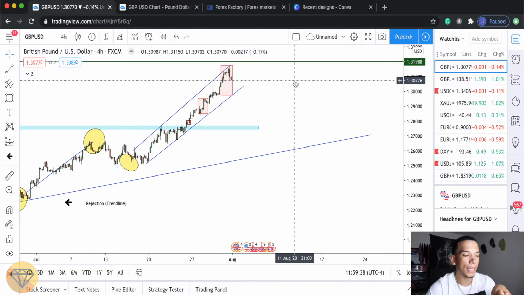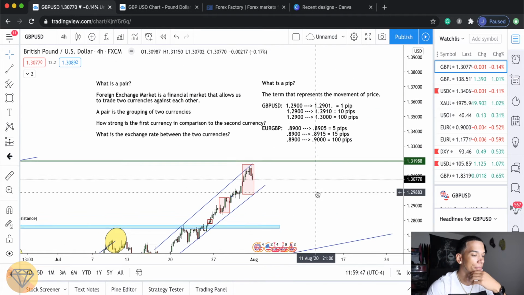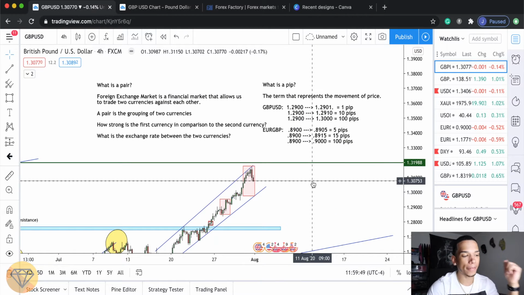Alright guys, so getting right into the video, I'm going to use TradingView to illustrate and explain to you guys exactly what a pair is and what a pip is. So hopping right into it, in the last video, when we were trying to understand what Forex in general is, we understood that the foreign exchange market is a financial market that allows us as traders to basically trade two currencies against each other. And the pair is just a terminology for the grouping of two currencies, right?